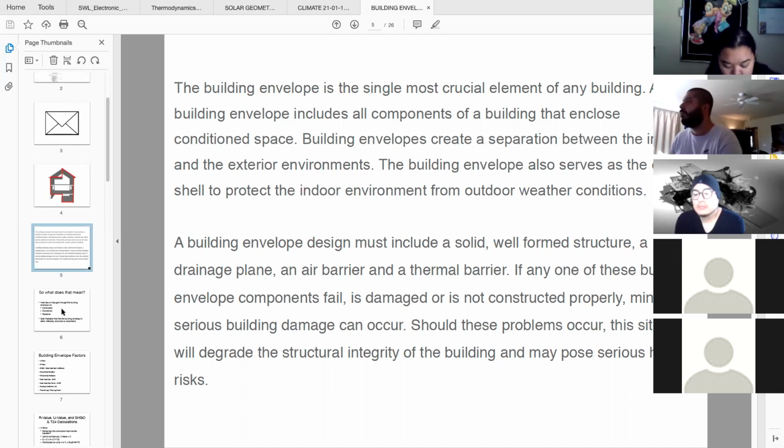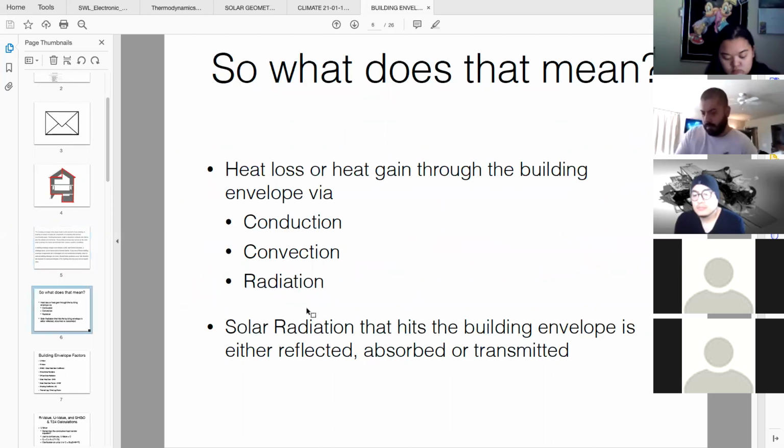It's really important. As practicing architects, a lot of time will be spent controlling moisture and making sure that moisture is not penetrating into your building. So what does that mean? It's the most important part of the building.